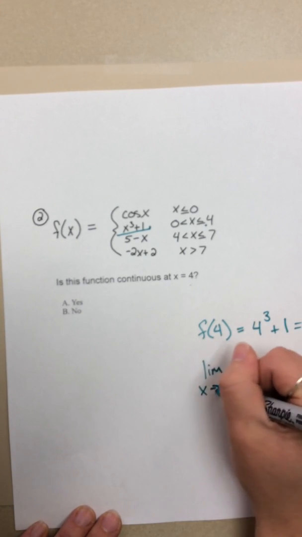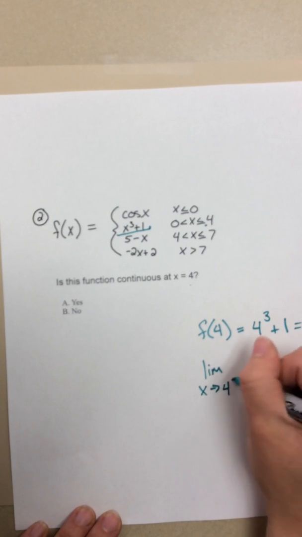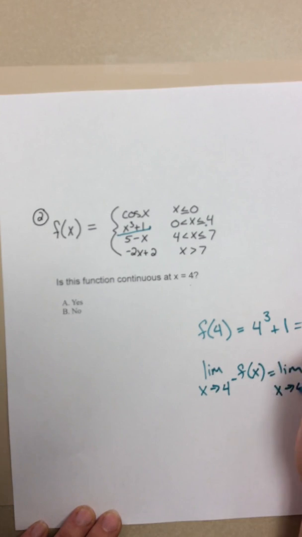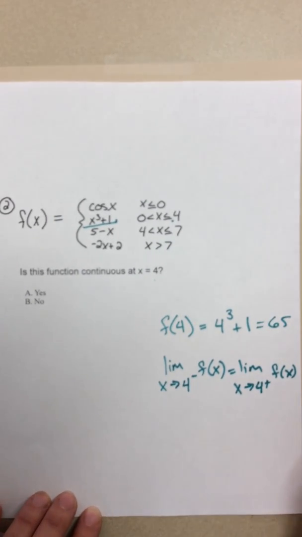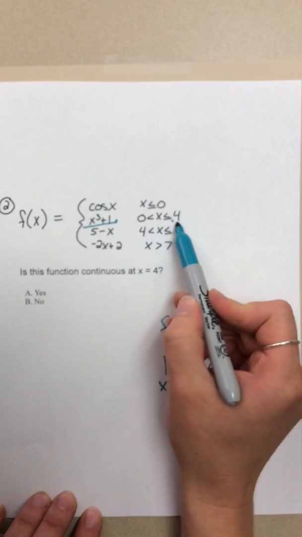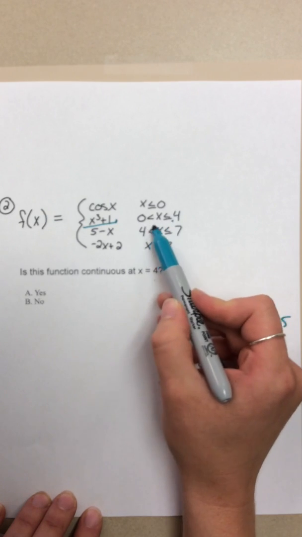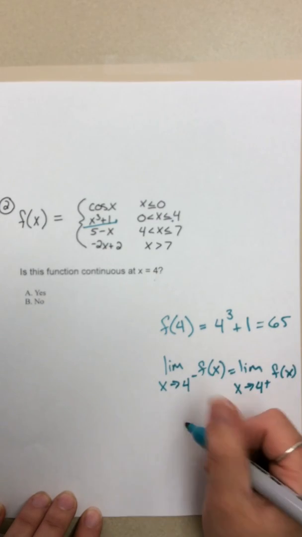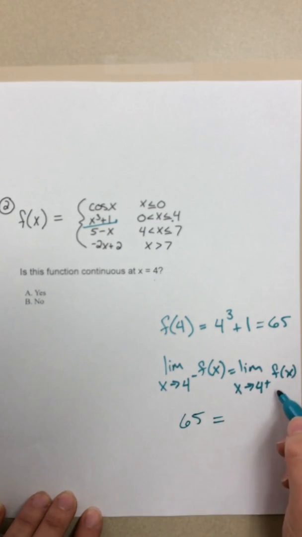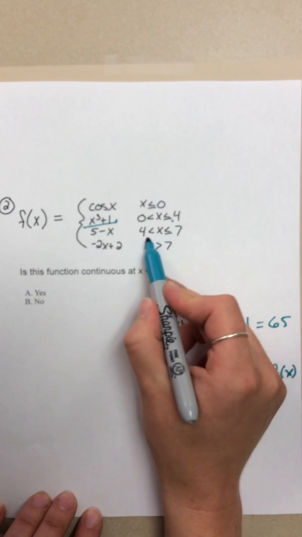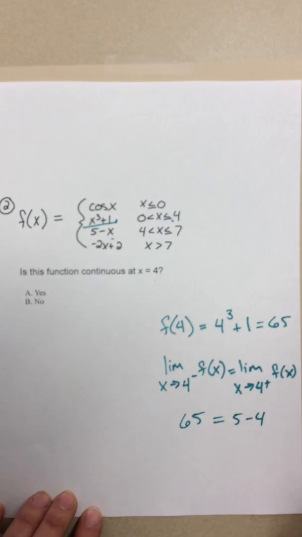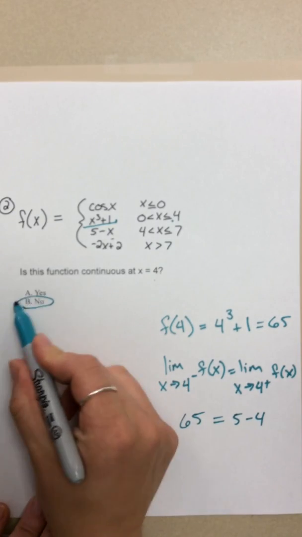So the limit as x approaches 4 from the left, does that equal the limit as x approaches 4 from the right? Oh, you can't see that very well. There you can. Okay, 4 from the left, I would go up here and I see 0 to 4, so I know x is 3.99, somewhere around there. I would have x cubed plus 1, which I already found out was 65. 4 from the right, it would be down here from 4 to 7, so I'd say 5 minus 4. Oh no, 65 doesn't equal 5 minus 4, so sad. Not continuous.